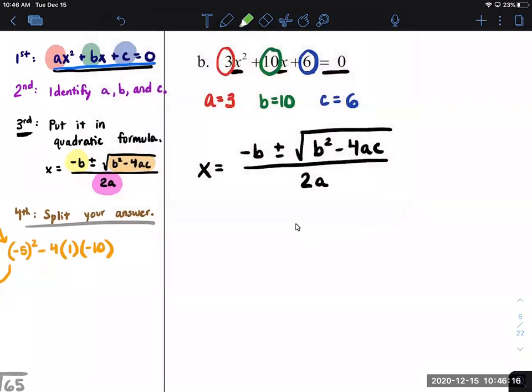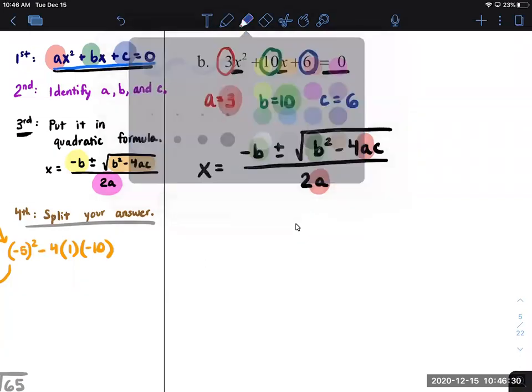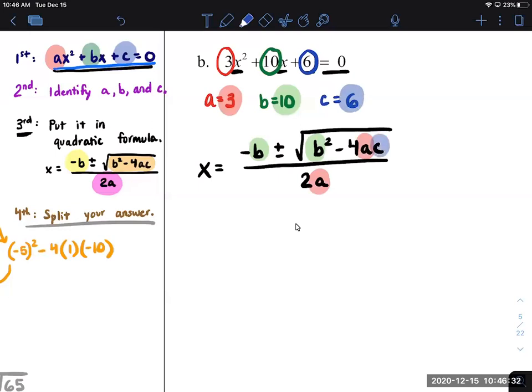So every time there's a b, which is here and here, I'm going to replace that with 10. Every time that there is an a, which is here and here, I'm going to replace that with a 3. And every time there's a c, which is just right there, I'm going to replace that with a 6. Now remember that when you're doing your replacing, to put those things in parentheses. So I'm going to write that out real fast.